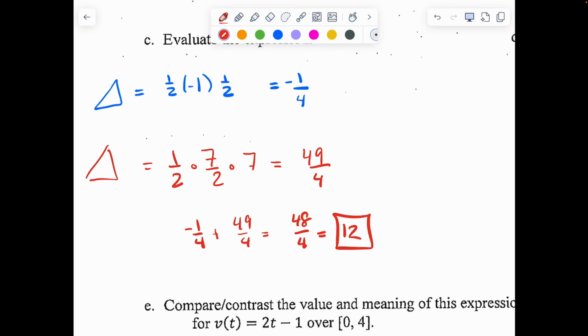And then we're gonna write down, interpret the meaning, we're gonna write down in words what this means.